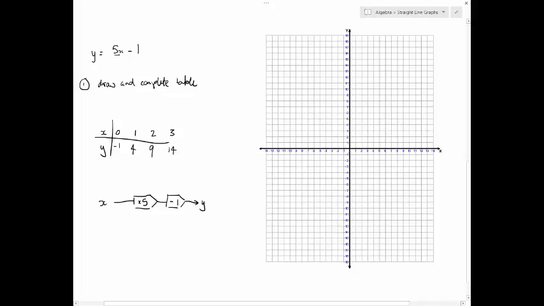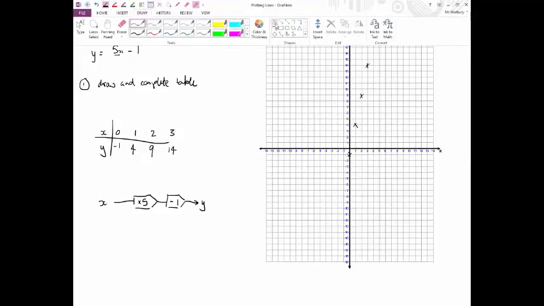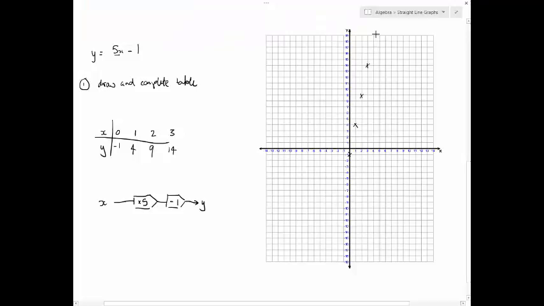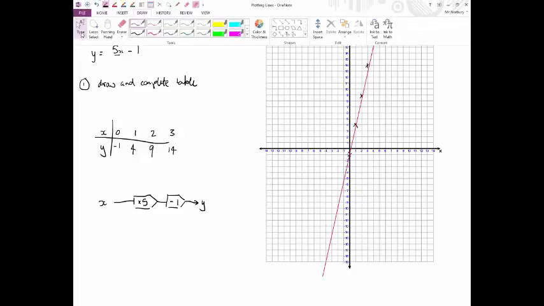So 0, minus 1, it's going to be there. 1, 4 is going to be there. 2, 9, and 3, 14. And we draw our line. And we try to get it as well as we can. Try to get it as neat as we can.